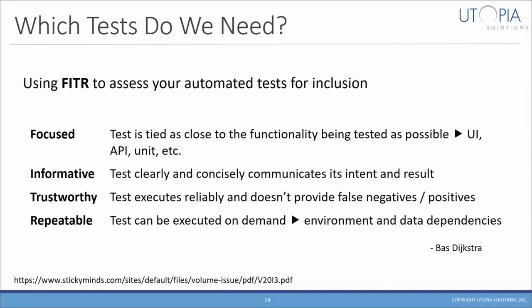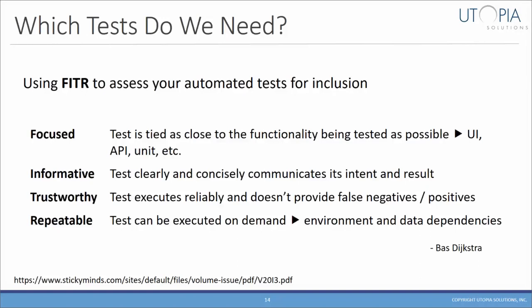If your automated tests are going to be part of a DevOps pipeline, then they need to be run really anytime on demand. And as we already discussed, they need to provide fast, accurate, and meaningful feedback. Bas Dijkstra has come up with a great acronym for reminding us about the qualities to look for when determining if your automated tests are fit for continuous testing or testing as part of a DevOps pipeline. And that's FIRST. It stands for focused, informative, trustworthy, and repeatable.